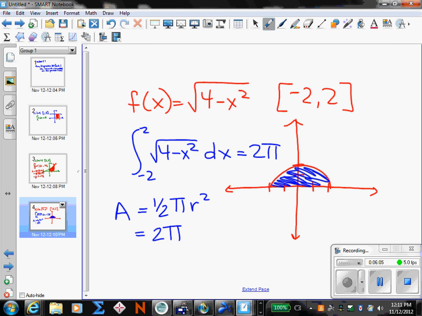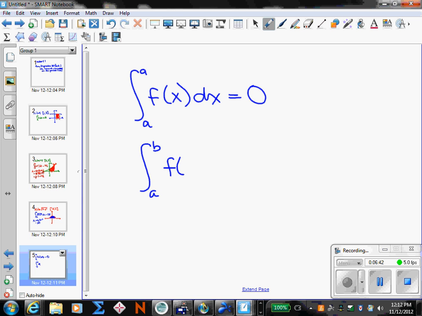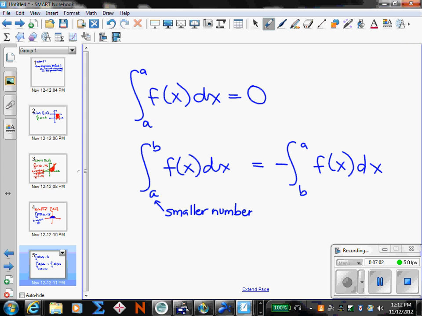A couple of other things I'd like to mention are a couple rules. If you're going to take the integral of a function from a to a, in other words, you don't go anywhere, from 1 to 1 or 2 to 2, you're asking what is the area under the curve from 1 to 1, what hasn't gone anywhere? So that answer will always be 0. The lower number, a, is always on the bottom of an integral. So a is the smaller number. If you mess up and you write it as the integral from b to a, these two integrals will be equal if you multiply it by a negative.